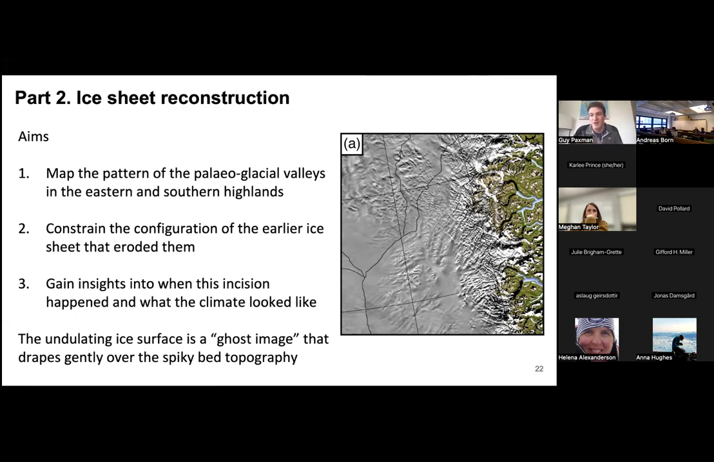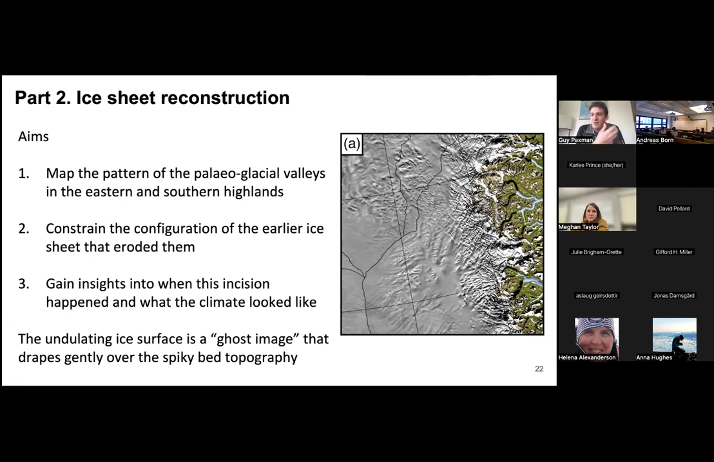At least what I want to focus on for this talk now is those valley systems in these eastern and southerly regions of Greenland. Particularly in this part, I want to think about what that actually tells us about the history of the ice sheet. Can we understand something about the ice sheet configuration that might have eroded these features? And by doing that, can we gain some insights into when this incision might have happened and what the climate might have looked like in order to have an ice sheet of the scale necessary to form these features? So the second part of this talk relies on a second method, which I'm going to very quickly introduce.